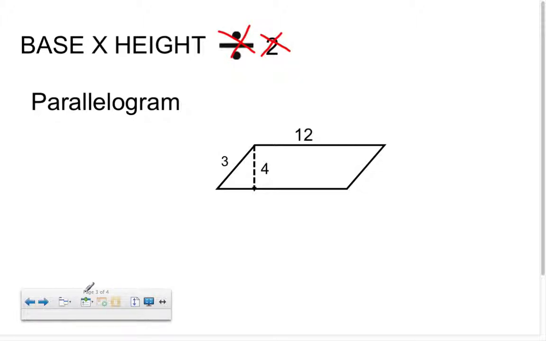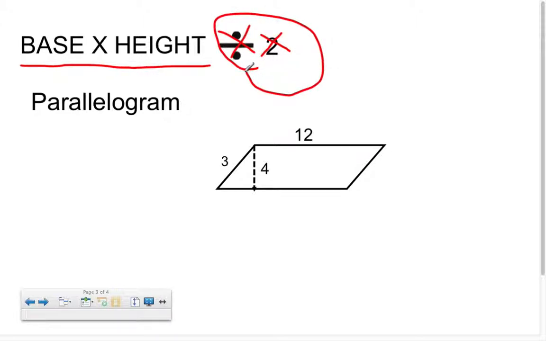Parallelograms are actually a little bit easier because it is base times height once again, but you don't have to divide by 2. Forget about dividing by 2. I already crossed that out. So where's our base? Well, our base is the line that goes across either the top or the bottom, doesn't matter. This time we have the top. They tell us it's 12.